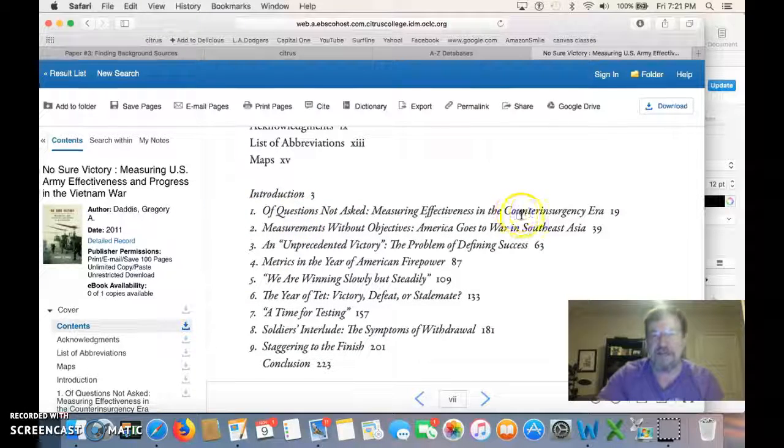So, questions not asked. Measuring effectiveness in the... Just skimming some of these. We are winning slowly, year of the time of testing. Soldiers interlude, the symptoms of withdrawal. That's interesting to me, because there is drug use in the story as well.